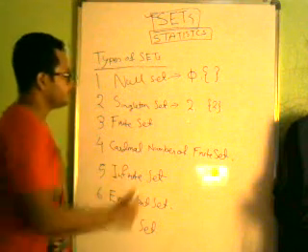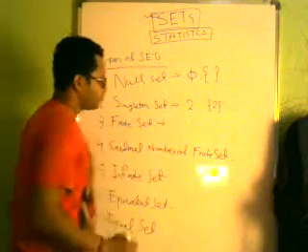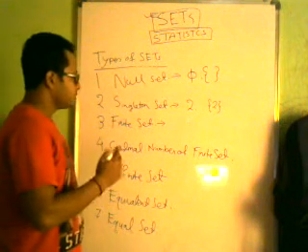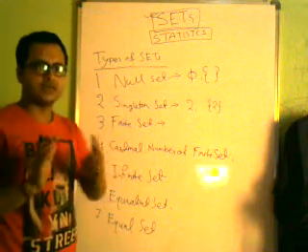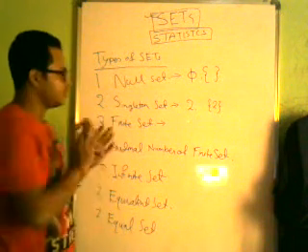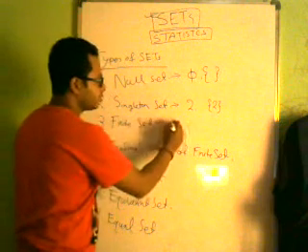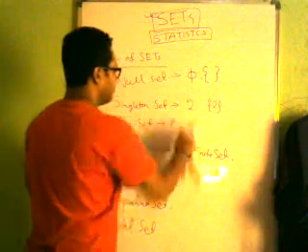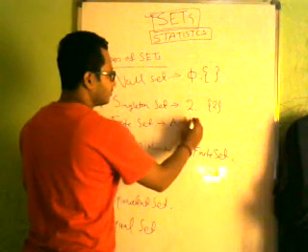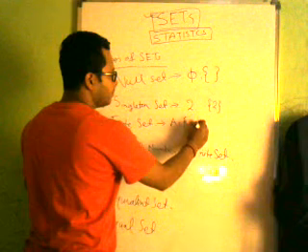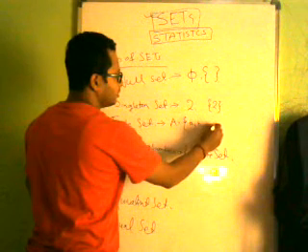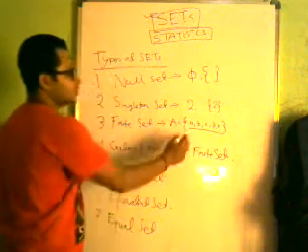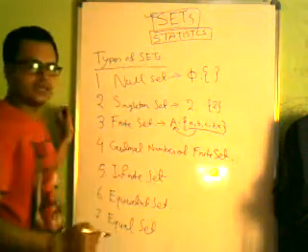Finite sets. According to finite sets, if a set has a finite number of elements, then we call it a finite set. Or say, if a set A contains elements A, B, C, D, and E. This is a finite number of elements. So this set we will call a finite set.